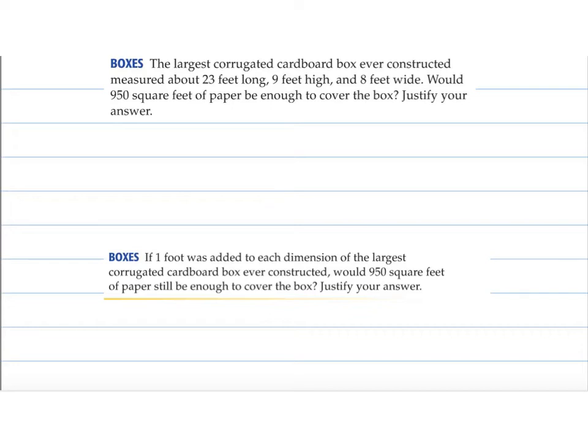All right, and last one. We have the largest corrugated cardboard box ever constructed, measured about 23 feet long, 9 feet high, and 8 feet wide. Would 950 square feet of paper be enough to cover the box? So remember, our surface area is 2 times the length times the width, plus 2 times the width times the height, plus 2 times the length times the height.